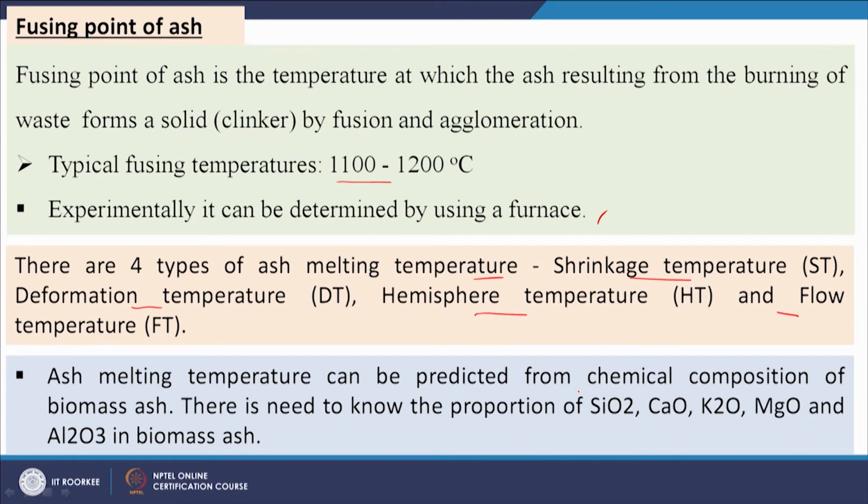Ash melting temperature can be predicted from the chemical composition of biomass ash. There is a need to know the composition of SiO2, CaO, K2O, MgO and Al2O3 in biomass ash. There are some empirical relationships that can be used to determine the ash fusion temperature of the ash.